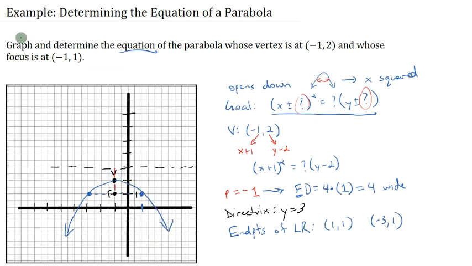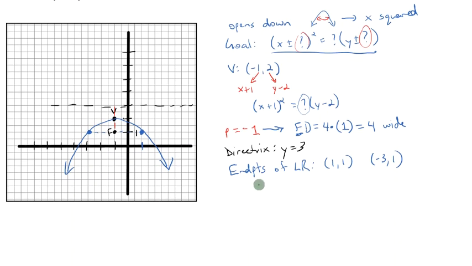So I've got the graph part done. I still need the equation, and all I'm missing in my equation is this number. Well, that's my focal diameter. So now I can write my equation, x plus 1 squared equals 4 times y minus 2.